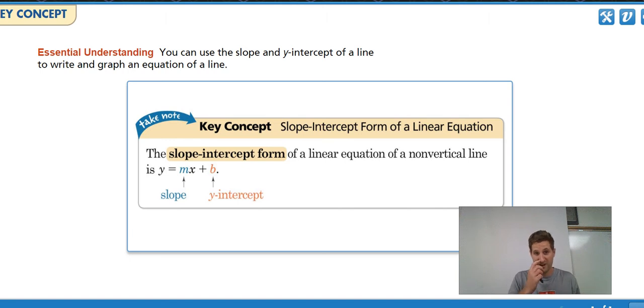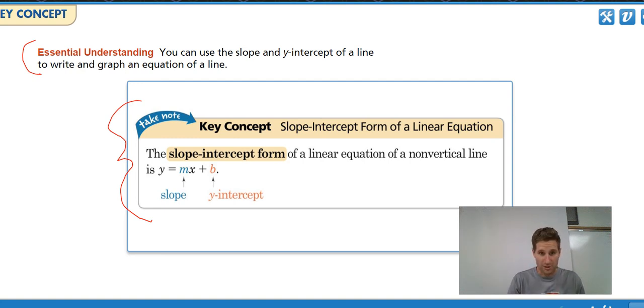And our first one is right here. I want you to write at the top the title of this video, and then write the essential understanding, and we're going to write our slope-intercept formula. So slope-intercept form is exactly what it sounds like.